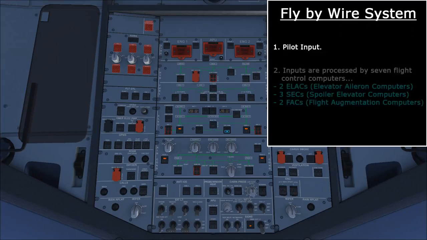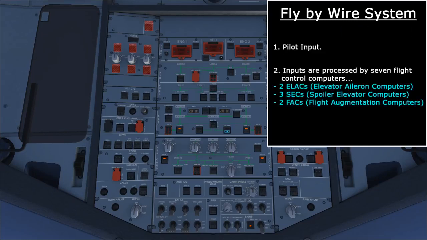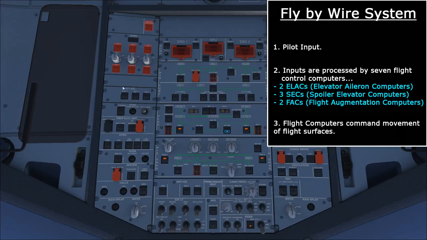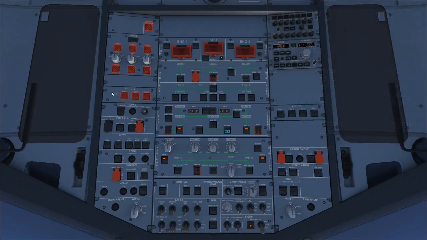Those inputs are then processed by a computer, which then interprets the pilot's inputs and then moves the flight control surfaces accordingly. I will go into a bit more detail in a different video, however for this I'm just going to keep moving on through the cockpit explanation. Regardless of that explanation, you cannot click on these buttons.